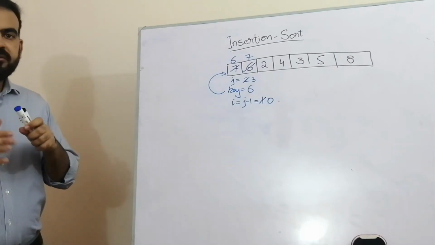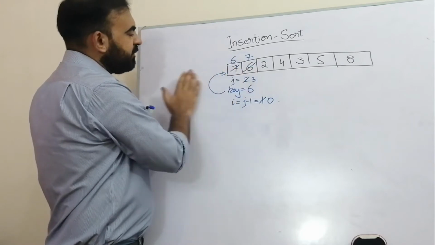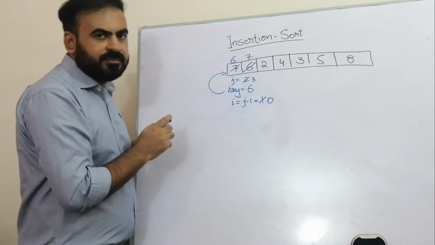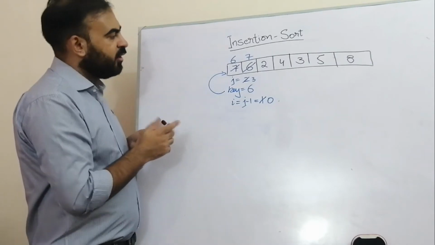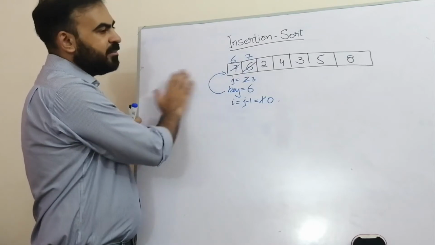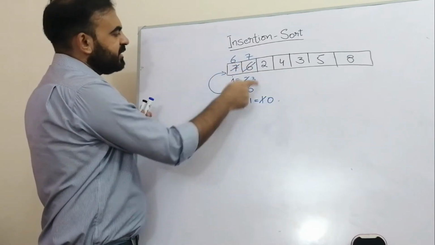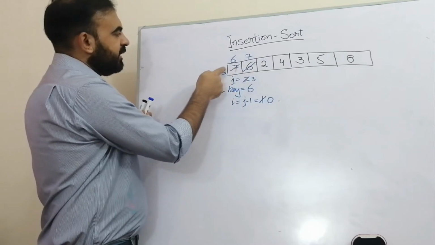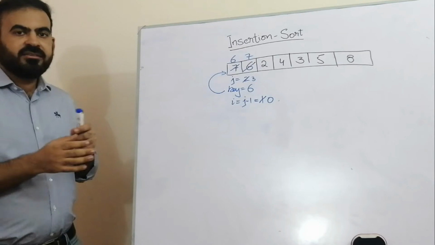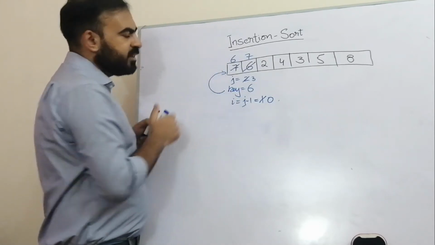So the loop terminates on two conditions. One condition is that while comparing with the previous element, it has found an element which is smaller than the key. Then the loop will terminate. The other condition is that there are no further elements to compare, just like what happened after comparing the key 6 with 7: before 7 there was no element to compare. So the loop terminates on the second condition. After the loop terminates, we copy the key to its correct position.